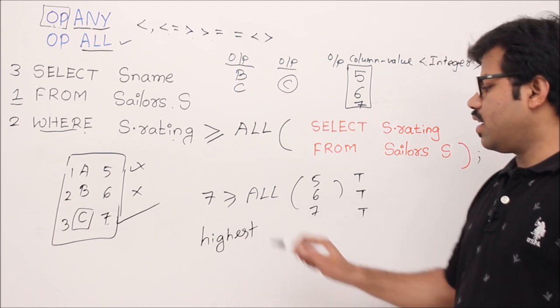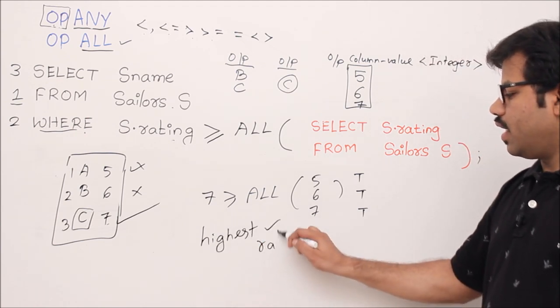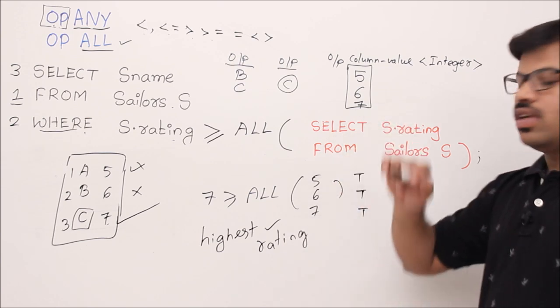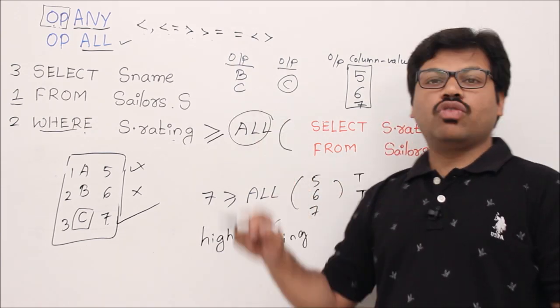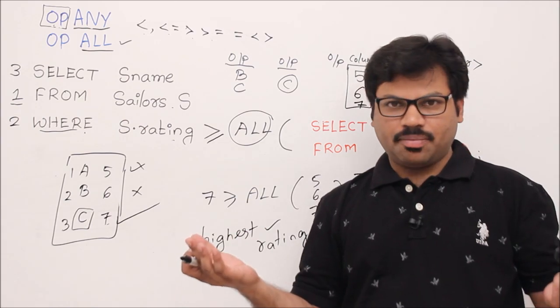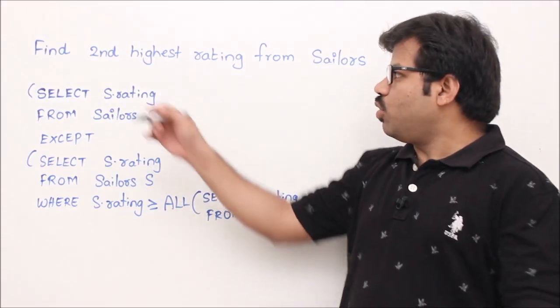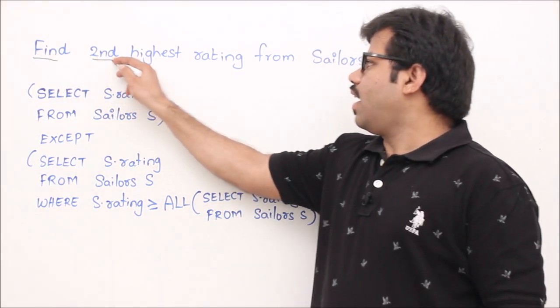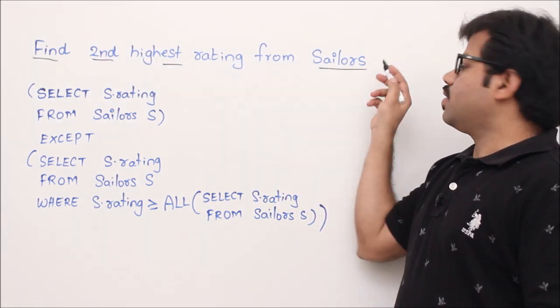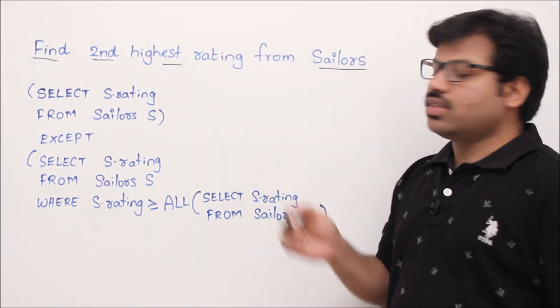So now I can say that we can compute the highest rating using this query. So the ALL operator can be used to find the highest rating. Understand? Now we'll see one more query. Find the second highest rating from sailors. Okay. So how do we find the second highest?